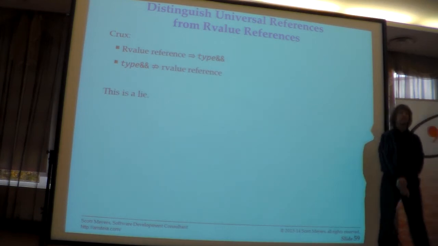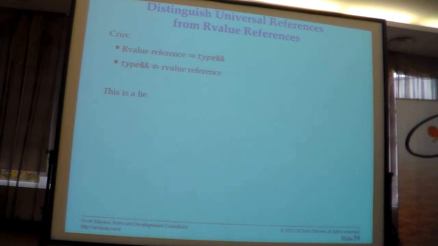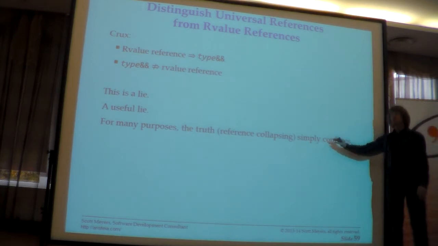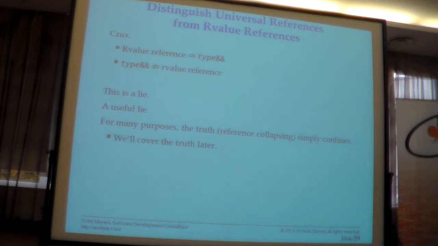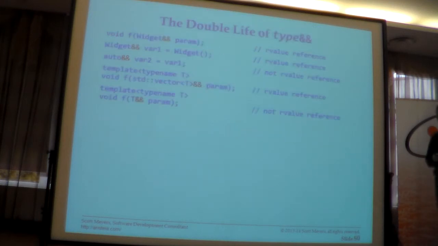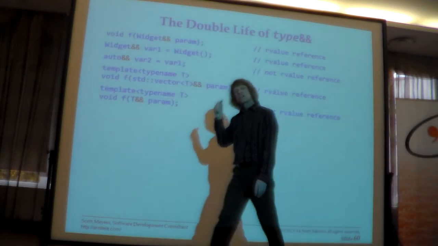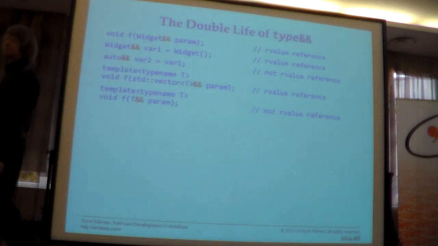By the way, I'm lying too. But the reason I'm lying is because it's really useful. For many purposes, the truth, which is reference collapsing, simply confuses the matter. But we're going to cover the truth later, so by the end of the day, you can decide whether you think that the idea of universal references is a useful idea or not. What I will say is that even the people on the standardization committee have finally come around to recognizing that it's a useful idea. We'll talk about that a little bit later. Right now, we need to talk about the double meaning of T&&.